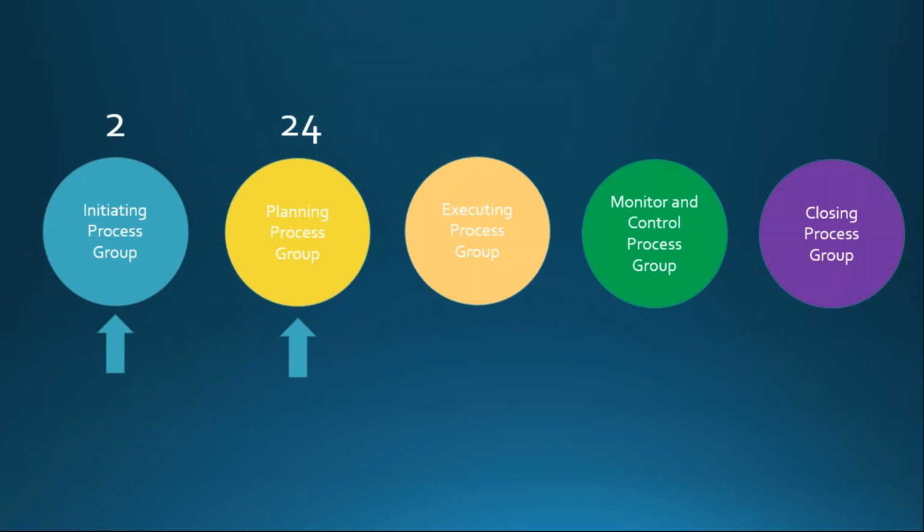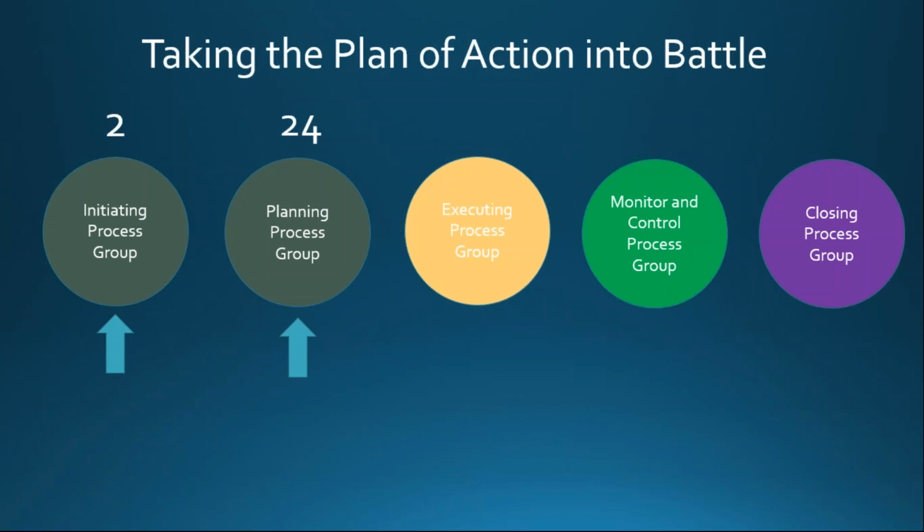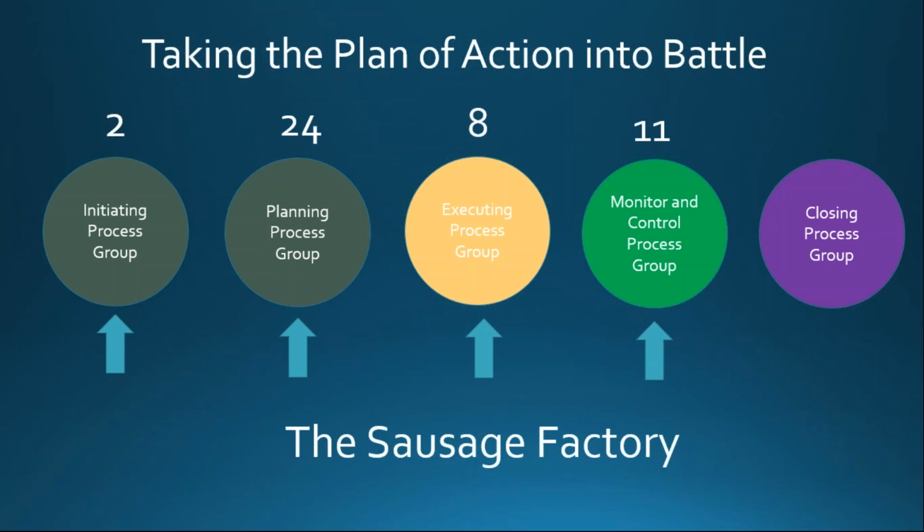So our battle plan, ready to take into battle, so to speak, is the analogy that I use. I've showed you so far, here's where we've gotten so far in our class, right? And we just finished up the 24 planning processes. So we're going to look at the 8 execution processes and 11 monitor and control processes, and those processes I affectionately call the sausage factory, okay?